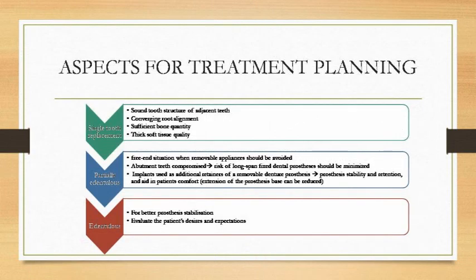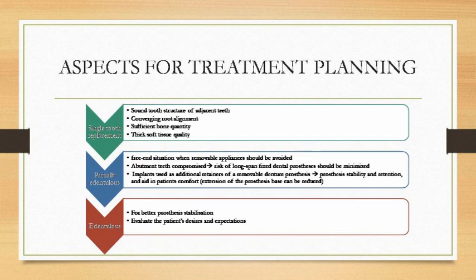For the three different starting points, specific aspects for implant treatment planning have to be considered during extra- and intraoral examination. Single tooth replacement: the decisive aspects whether a single tooth implant is indicated or a fixed dental prosthesis is preferable are related to the condition of the adjacent teeth and the neighboring anatomic structures. Sound tooth structure of adjacent teeth, converging root alignment, sufficient bone quantity and thick soft tissue quality are good predictors for a successful implant therapy.